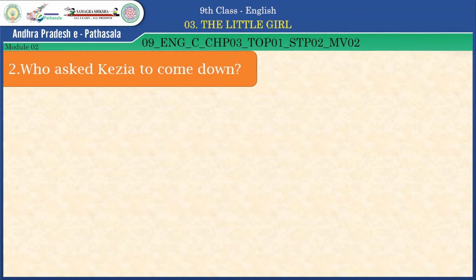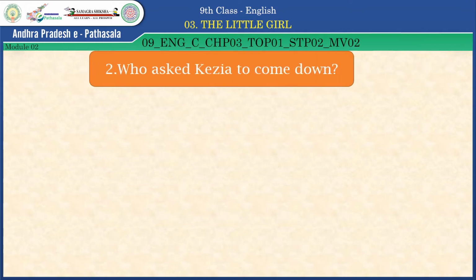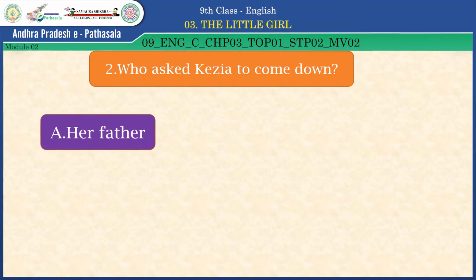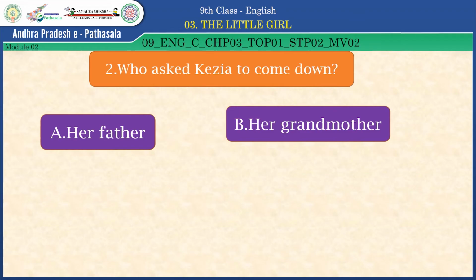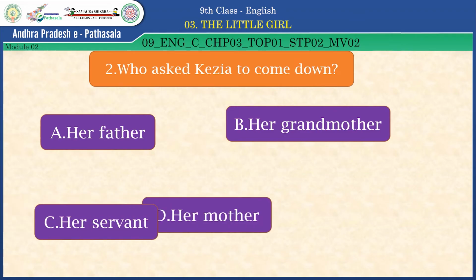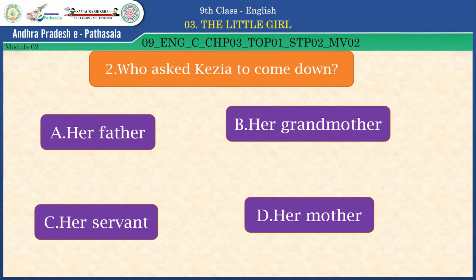Let's see one more question. Who asked Kezia to come down? The answer is her father, her grandmother, her servant, or her mother. What is the answer?